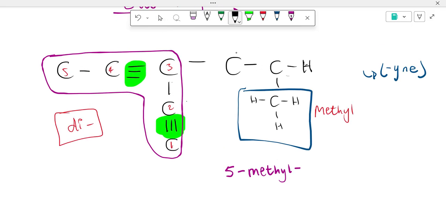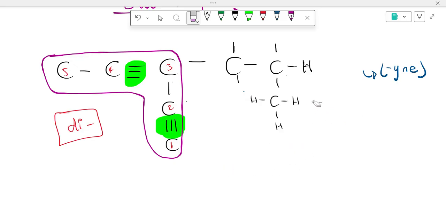Okay, so let's see what we have here. Now, to name my compound, what do you guys notice? Notice that now the substituent has changed. The substituent is now our propyl group. 1, 2, 3. Remember, it's a side chain. Once I've identified the longest chain, anything that's not in the longest chain is a side chain, right? So this is our side chain, and this is the propyl group.